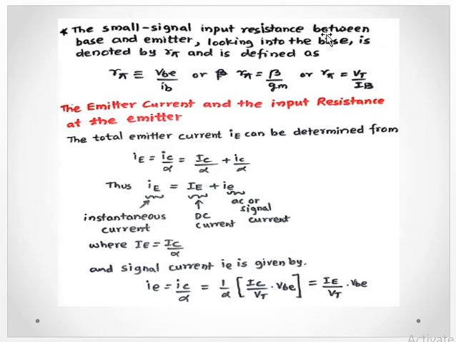The small signal input resistance between base and emitter, looking into the base, is denoted by r pi, and it is defined as r pi equals the base emitter voltage vbe divided by the current flowing ib. So r pi can be written as beta divided by gm. r pi can also be given by beta times VT by IC. All these three equations are derived from the previous slide.